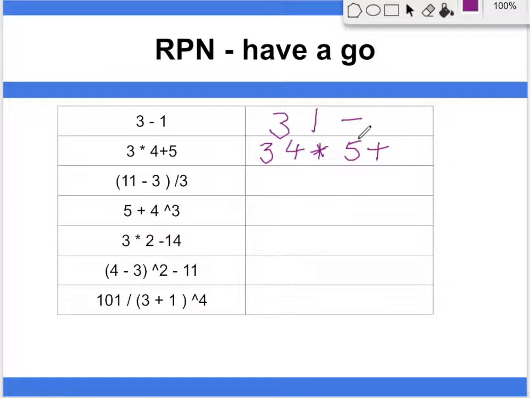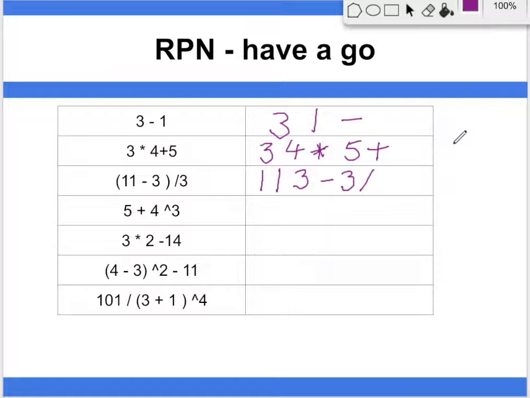With regards to the third one, we've had this made slightly easier for us in the sense that we've been given the bracket, so we know that that's the area that we're definitely going to be executing first, and then we're going to divide the whole thing by 3. So with this one, we take the brackets out because reverse Polish notation doesn't use brackets. We're going to have 11, 3, minus, and then we're going to divide that all by 3. That's all to do with the fact that we are taking out those brackets and we need to record the order of the execution of this particular equation.